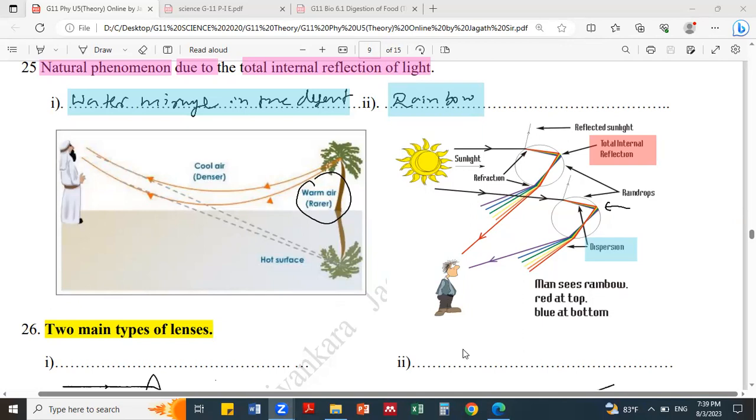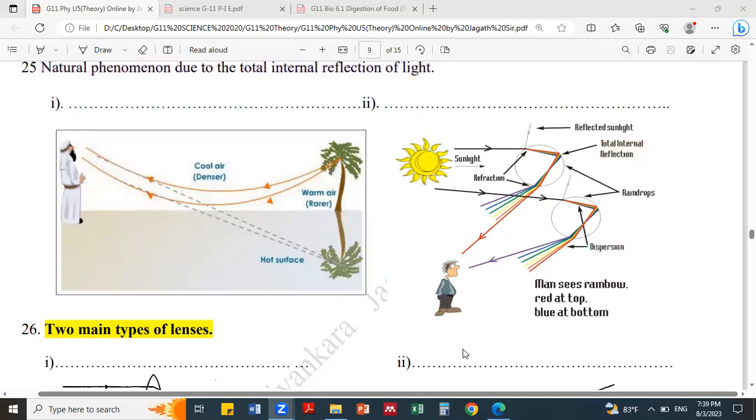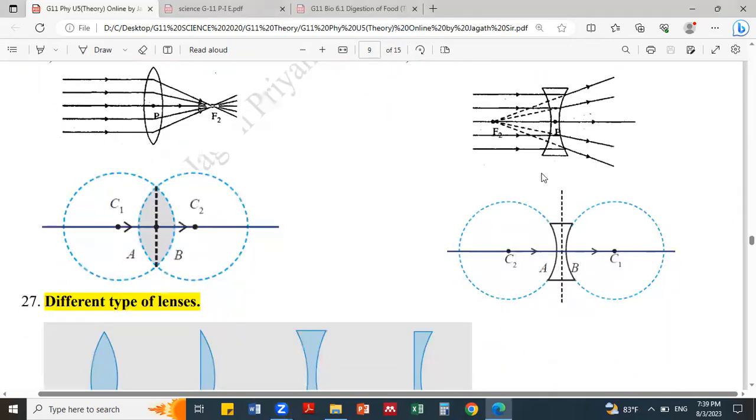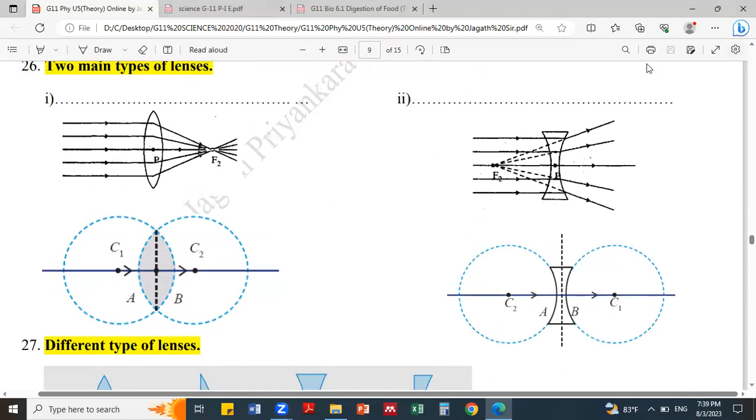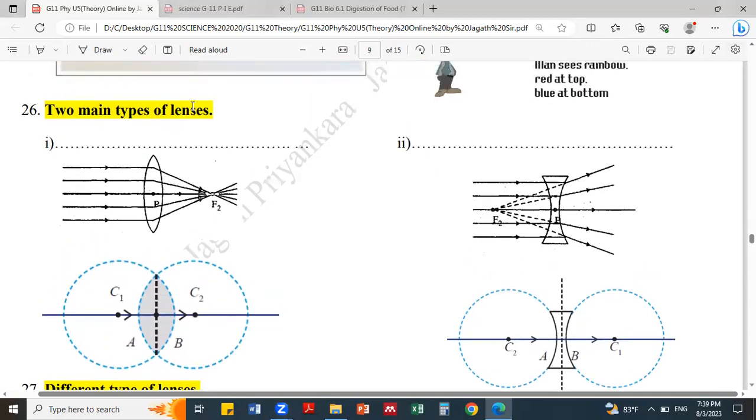The next one, the last part of this lesson, students, is lenses. So look at here. Actually, there are 2 types of lenses. One type is called convex lens, biconvex lens or convex lens. The other one is called concave lens. This is convex lens. The other one is concave lens.